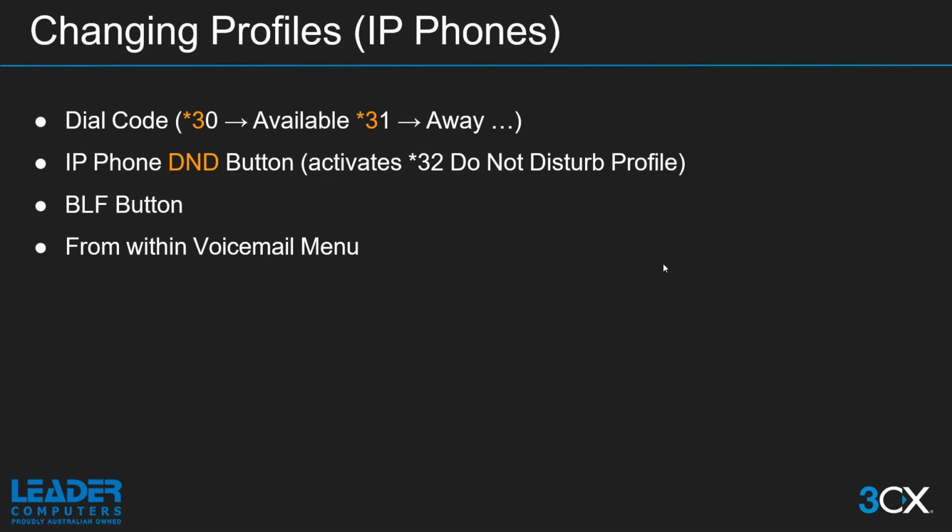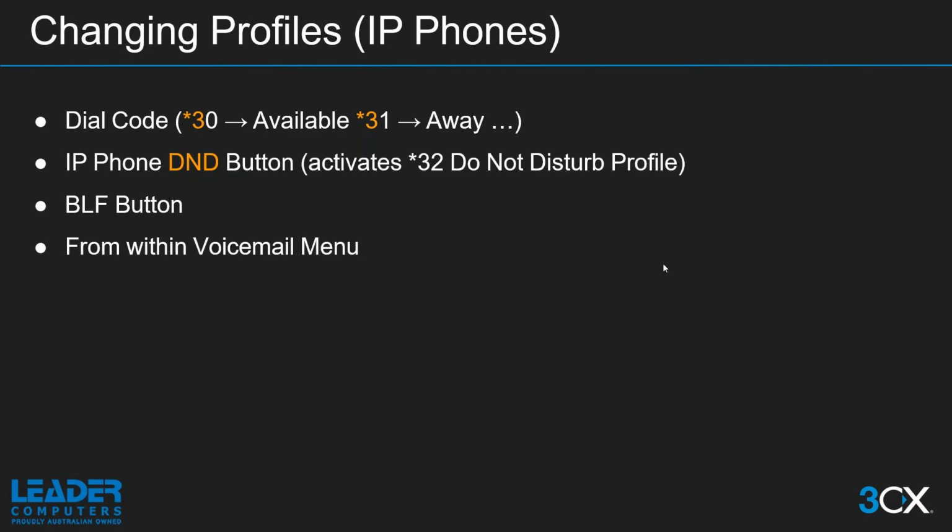And changing profiles on the IP phone. There are predefined dial codes available which you can make use of. For example, if you're not using the 3.6 app but you want to change the status of your extension or the user, you can use dial codes. For example, *30 is available, *31 is away, and *32 is do not disturb.